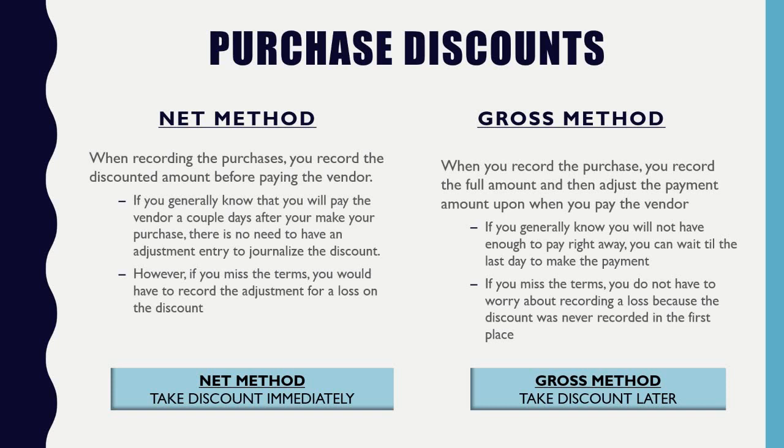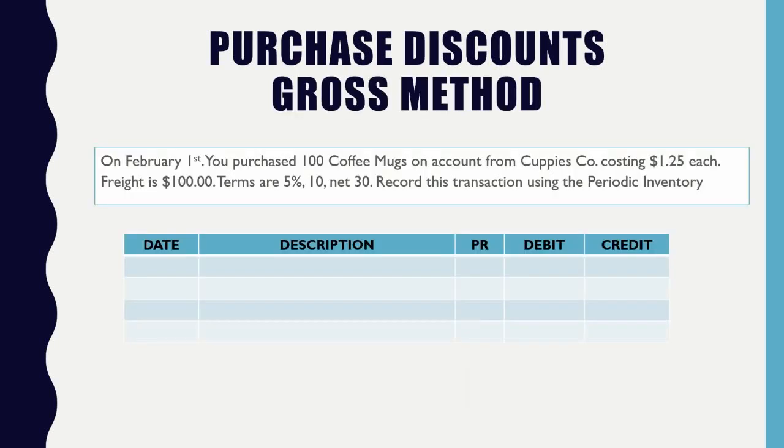So that's the same idea. Gross is you're going to record it at regular price before the discount. Net method, you record it at discounted price. So you take the discount out immediately. All right? So that's the same idea here. Okay? So let's go ahead and take an example of the gross method.